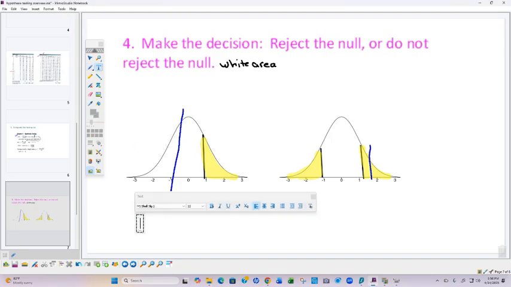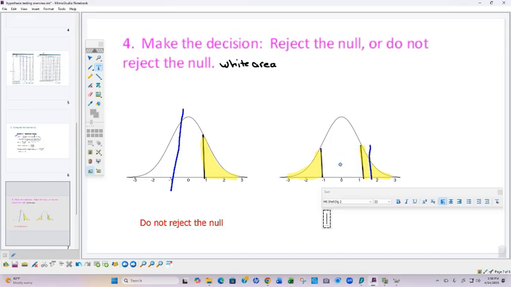So on this first one, if my test value is over here in the white area, the white area is not empty, so I put do not reject the null. Okay, let's look at this next one. I look at the white area. It is empty. Anytime the white area is empty, we put reject the null. That's your two choices. If the white area is not empty, then you put do not reject the null. If the white area is empty, you put reject the null.